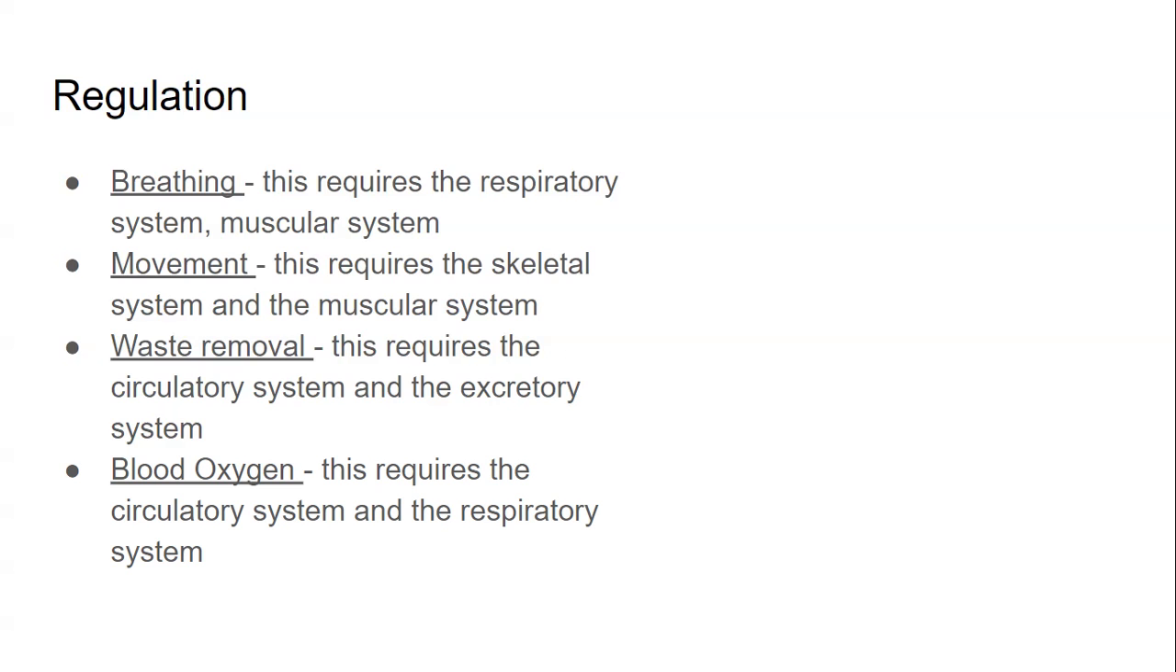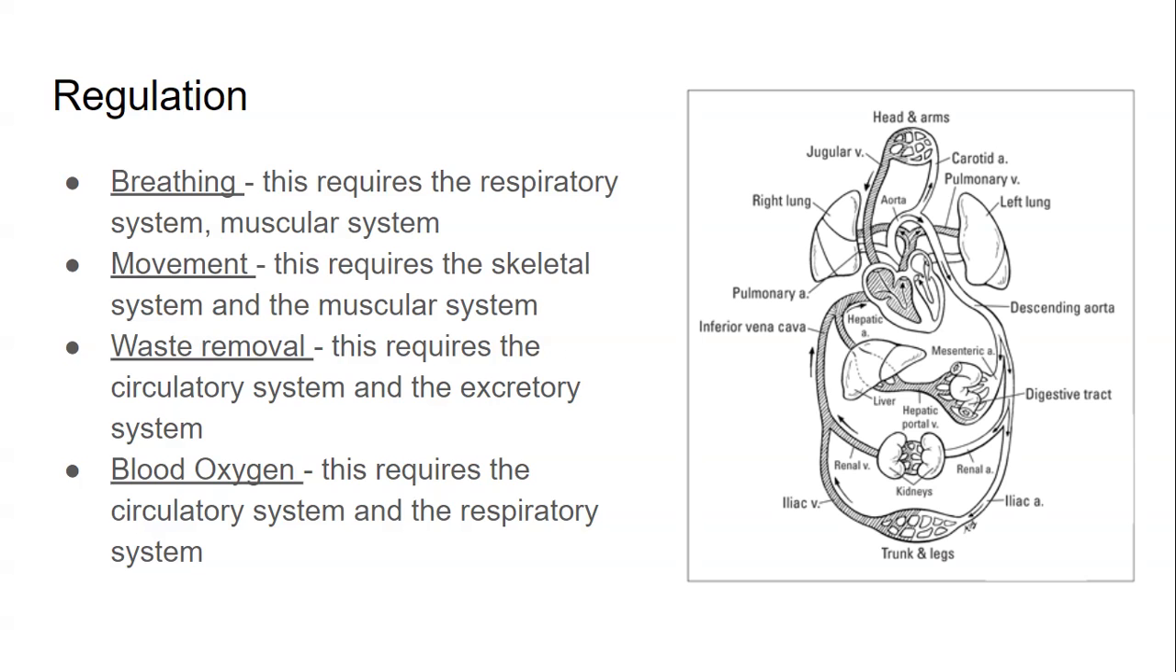And then the last one we'll look at here is blood oxygen. So this requires the circulatory system and the respiratory system. The only way that the oxygen that goes into your lungs is going to be able to get to all of the cells in your body is through the circulatory system. So your veins and arteries are here and they go into each lung to enable it to exchange those gases. And then your circulatory system takes those gases and either delivers them to certain parts of the body or takes them back to the lungs.